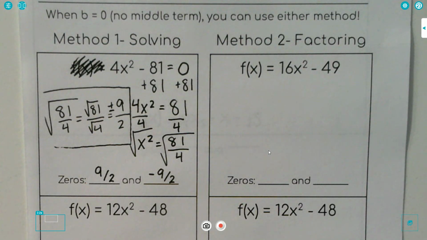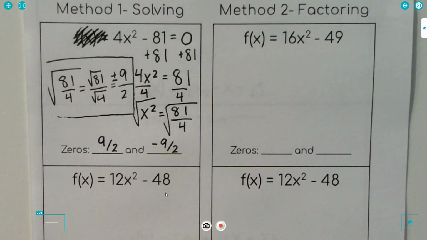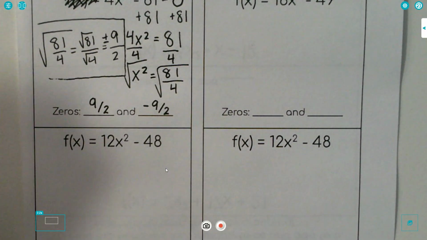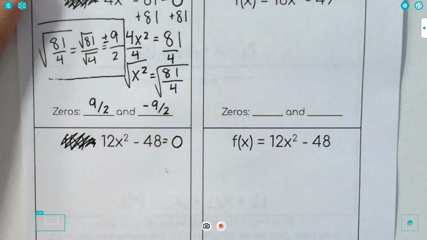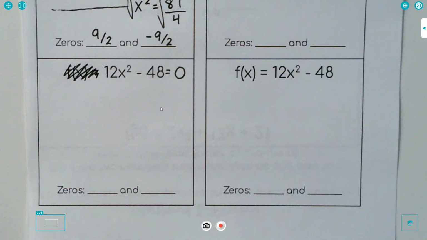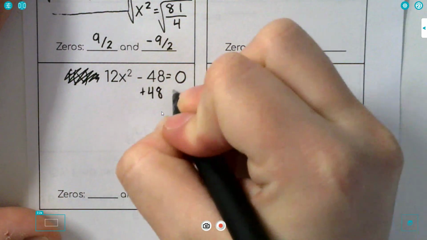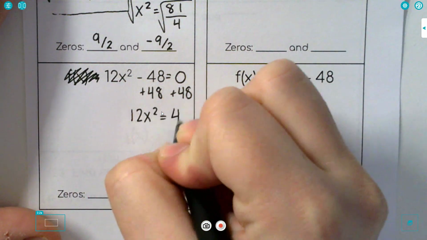Any questions about that first solving one? Okay, let's do the other solving one then. We have 12x squared minus 48. We're going to do it the exact same way. So we're going to set it equal to 0. I think this one ends up being easier. We will add 48 to both sides. I get 12x squared equals 48.